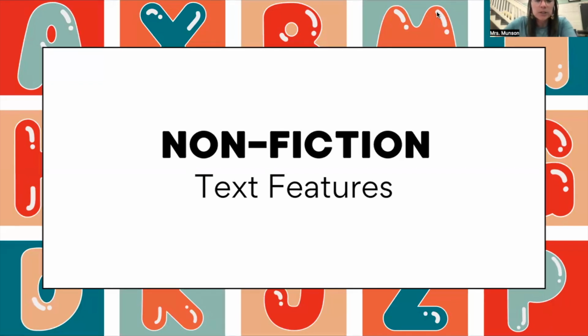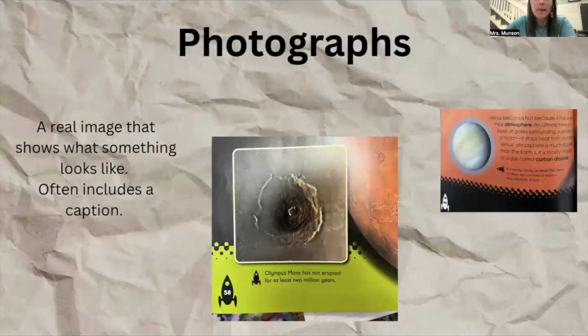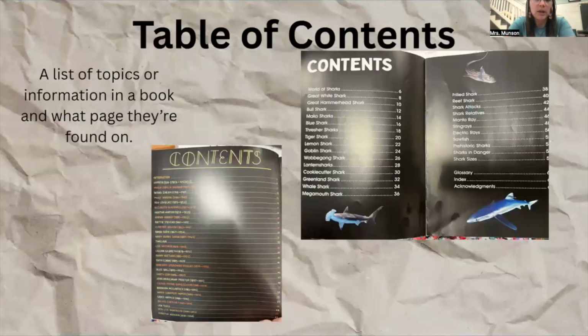So, first, we have the table of contents. Many of you are familiar with the table of contents. There's a table of contents in almost any book that you read, whether it is a textbook, a nonfiction book, and even fiction stories. But in a nonfiction textbook, the table of contents is the list of topics or information in the book and what page they're found on.